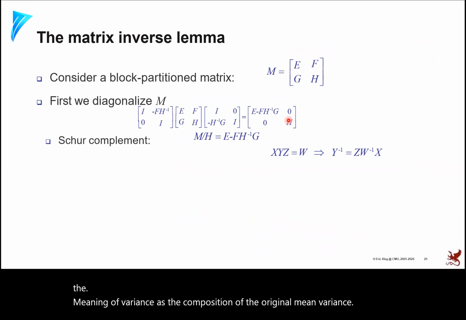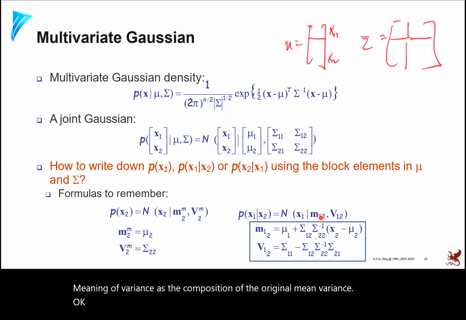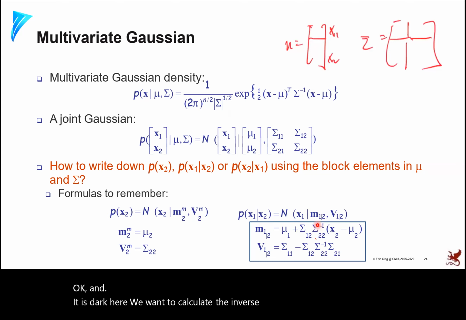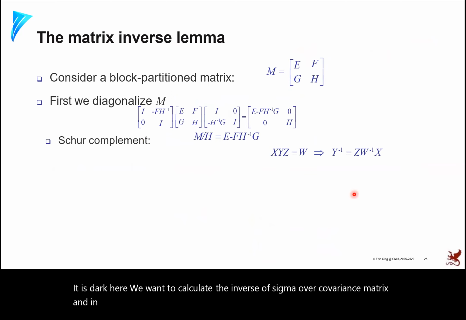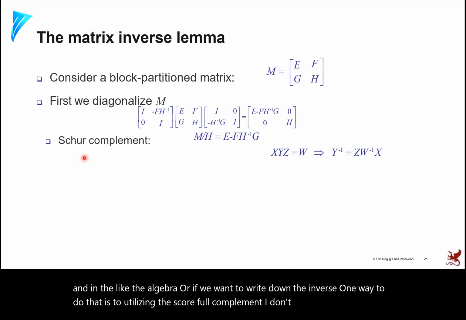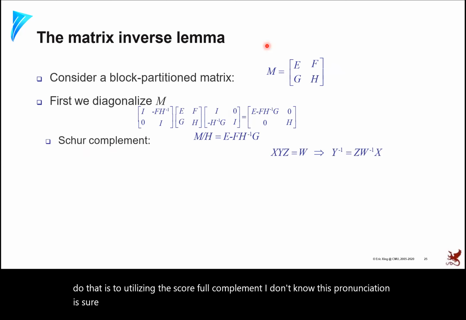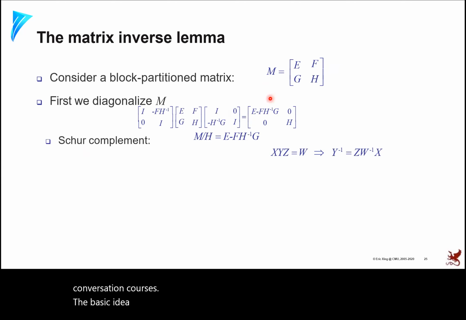Okay, and note that here we want to calculate the inverse of sigma, a covariance matrix. In linear algebra, if we want to write down the inverse, one way to do that is to utilize the Schur complement. I don't know its pronunciation, Schur complement, and I personally learned that many times in the convex optimization courses. The basic idea is that we first want to turn an arbitrary matrix into a diagonal matrix.